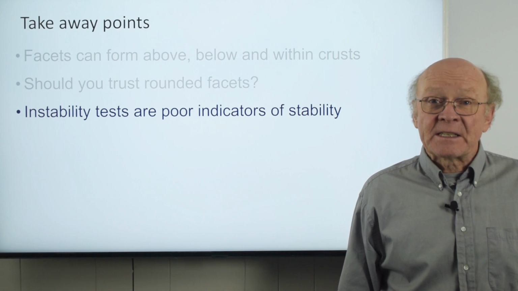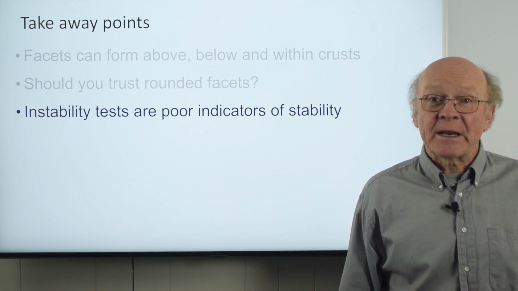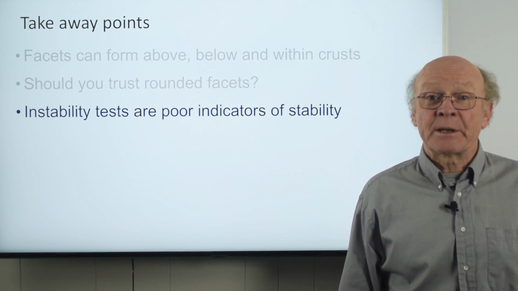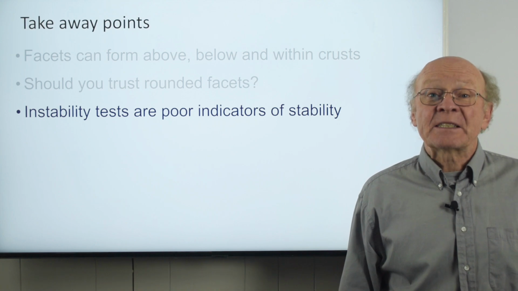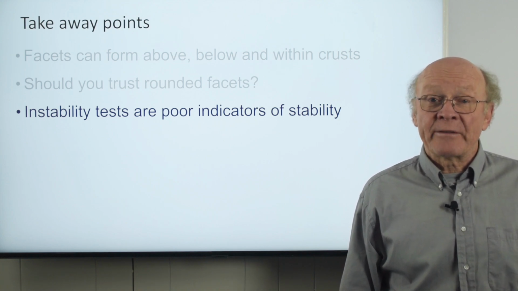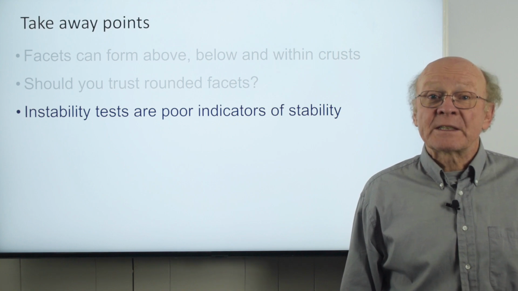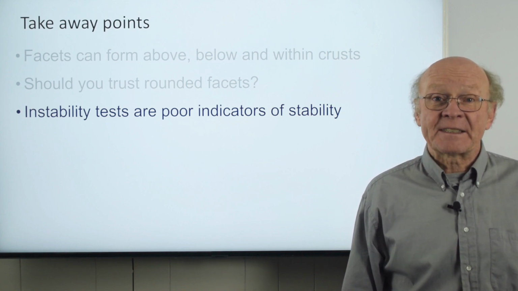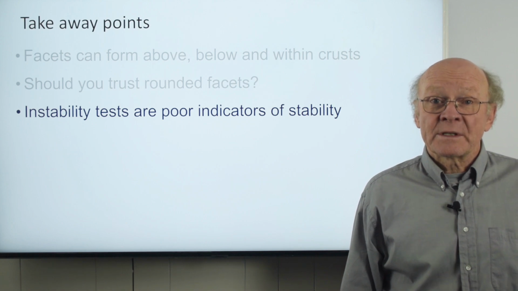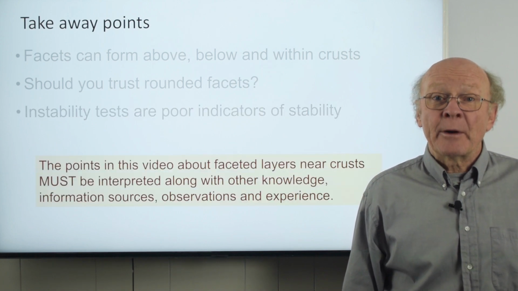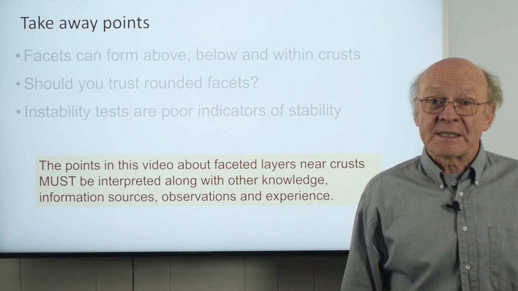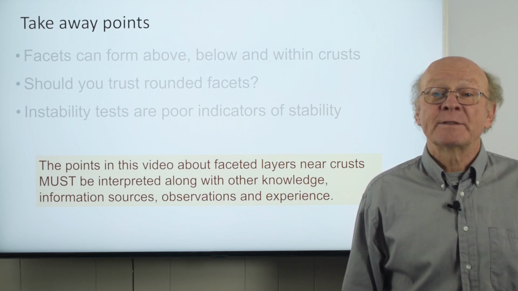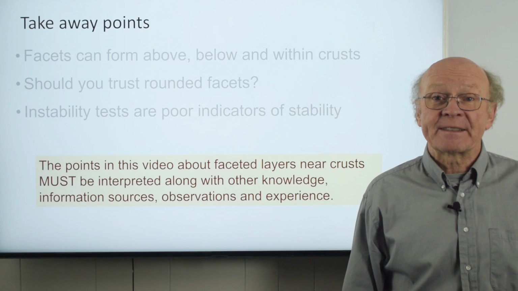Snowpack instability tests are good indicators of instability, but poor indicators of stability. A single test that indicates stability tells you little about whether you might trigger an avalanche on the slope. This is true for all kinds of weak layers, including near crust facets. Of course, the points in this video about faceted layers near crusts must be interpreted along with other knowledge, information sources, observations, and experience.